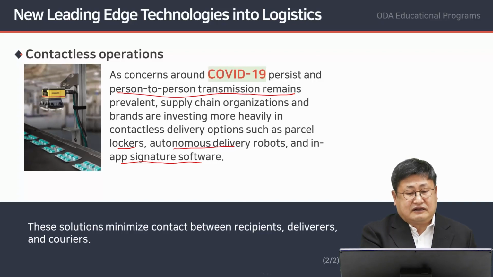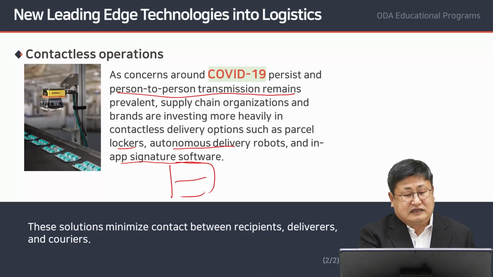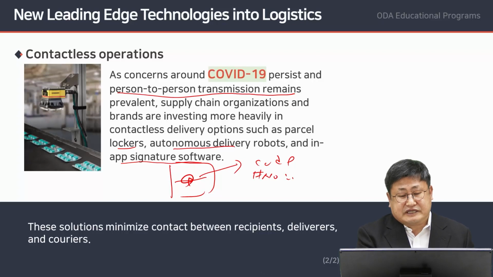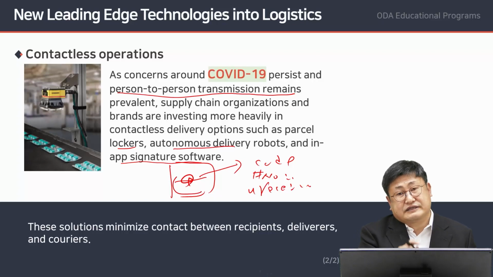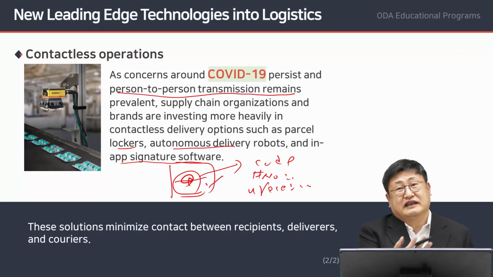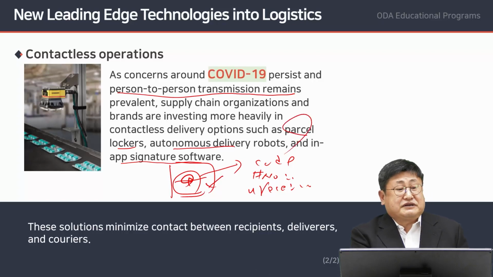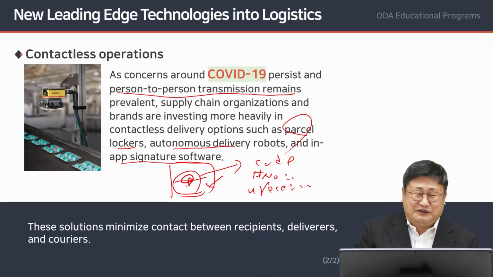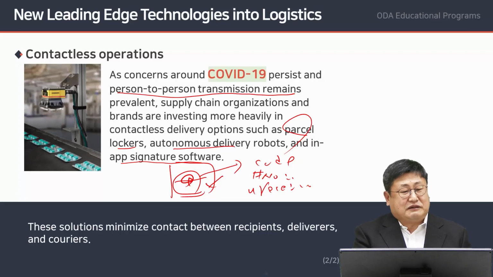So it's such a locker here, and the delivery guy puts the parcel here, and sends a code number to the receiver's mobile phone. And on the mobile phone, you scan here and push the pin number, then this opens, and you just get your items out of this locker. This is parcel lockers. Because COVID-19 changed everything. So this is what it's about.